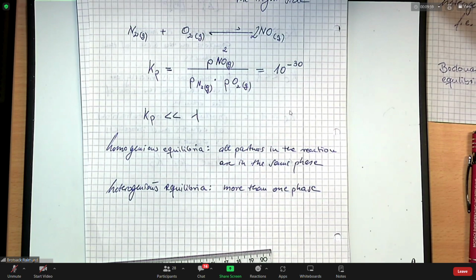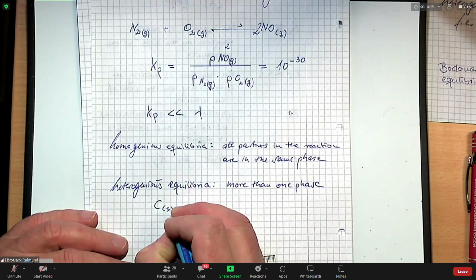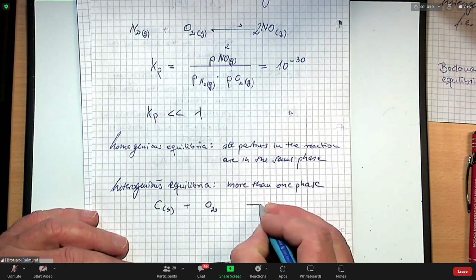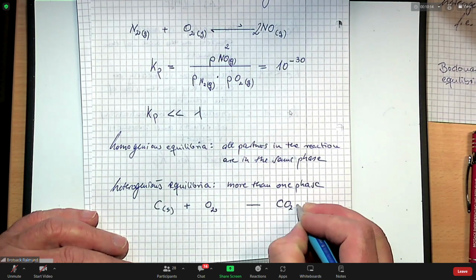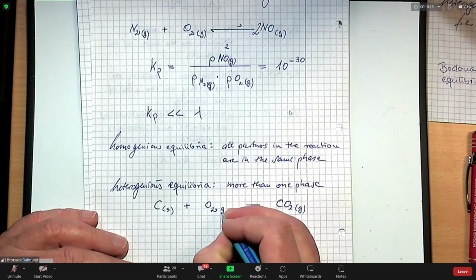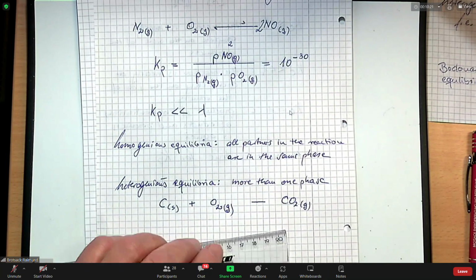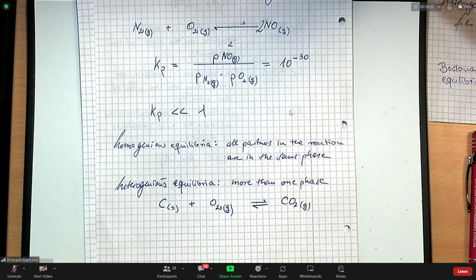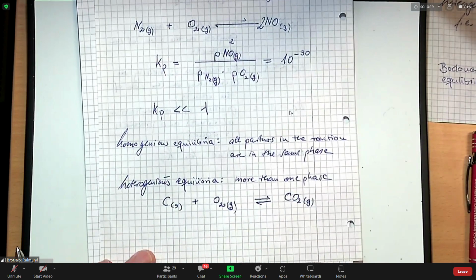Another one is the combustion of coal. Coal, pure carbon, is solid. And when we burn it, we need oxygen. And what's the product? Carbon dioxide. That's a gas. And this is a gas. The carbon itself is solid. So here we have an equilibrium which is heterogeneous, because we have solid, gas, and gas.